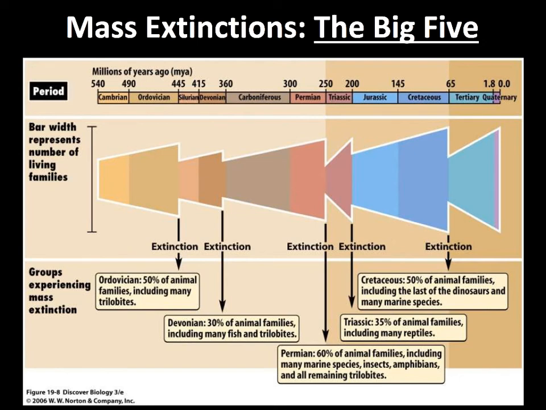Prior to that, the End-Permian mass extinction, that was the largest mass extinction in the history of life on the planet, took place around 250 million years ago. Prior to that, the Late Devonian mass extinction, which took place around 360 million years ago. And prior to that was the End-Ordovician mass extinction, which took place around 445 million years ago.